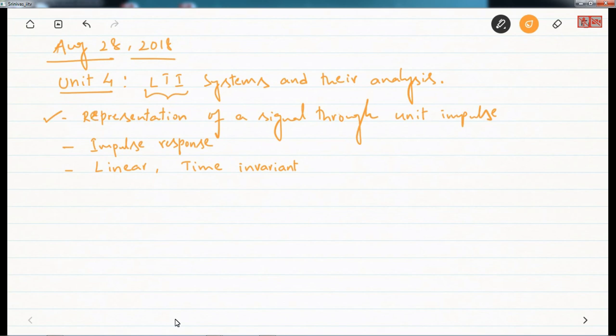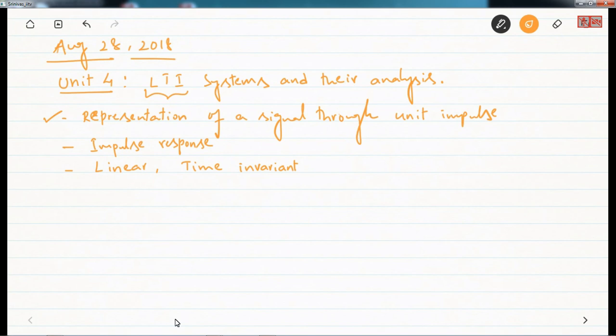So let's start with this topic: representation of a signal through unit impulse. What we want to do is, given any signal, whether discrete or continuous, express that signal as a linear combination of unit impulses. The unit impulse is delta of t in continuous time and delta of n in discrete time. It's easy to understand first in the discrete time domain, and then we will go to continuous time.